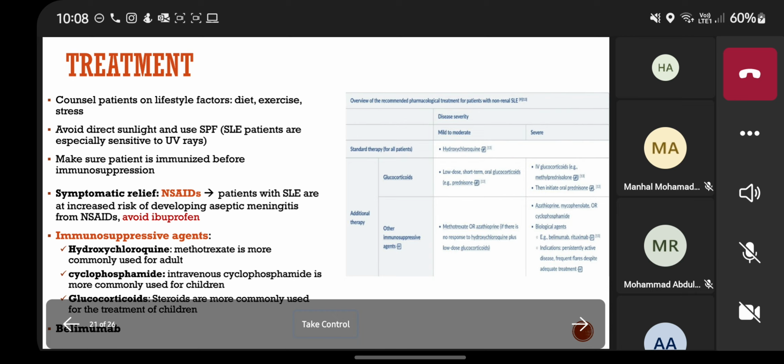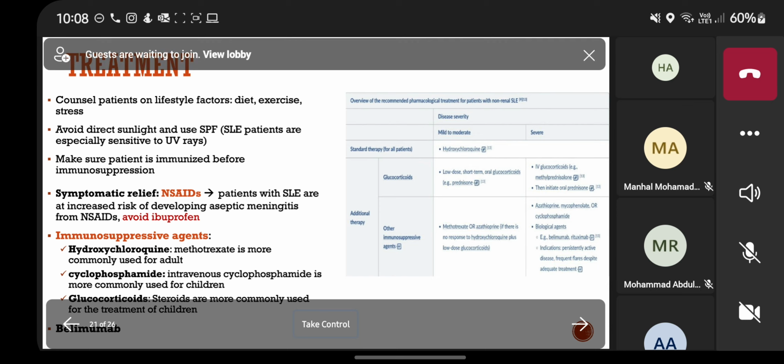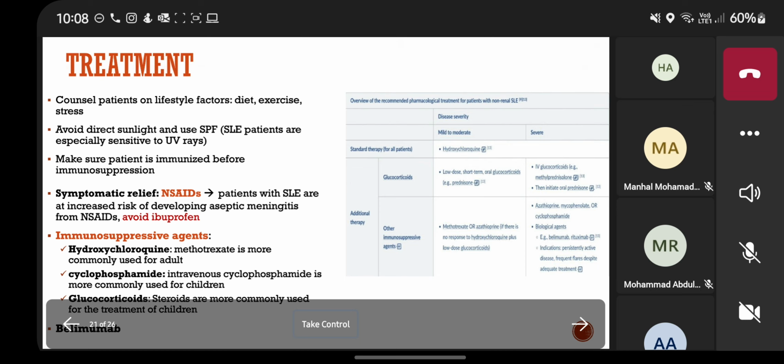Hydroxychloroquine, methotrexate is more commonly used in adults, not in children. Cyclophosphamide is more used for children, and glucocorticoids are more commonly used for the treatment of children. First of all, the standard therapy for all patients is hydroxychloroquine, but additional therapy could be used like glucocorticoid and immunosuppressive agents. So if the disease is mild, we use low-dose corticoid, but if it's severe, we use IV glucocorticoid.